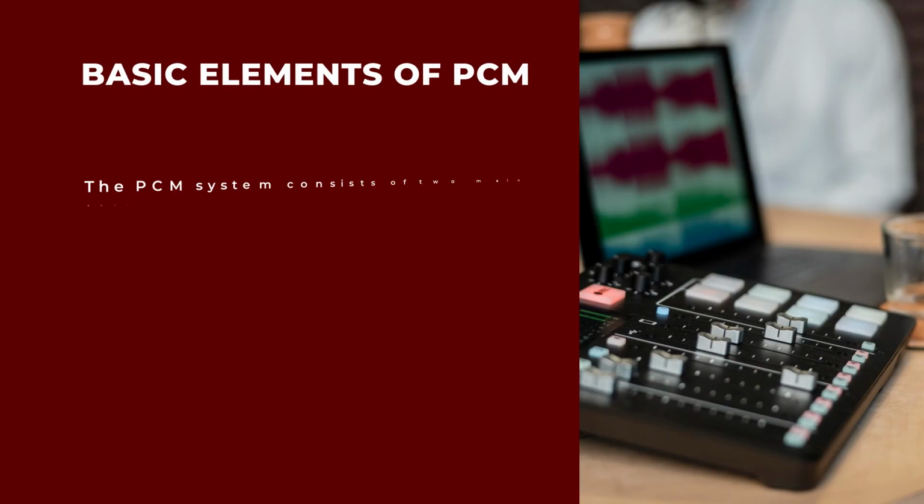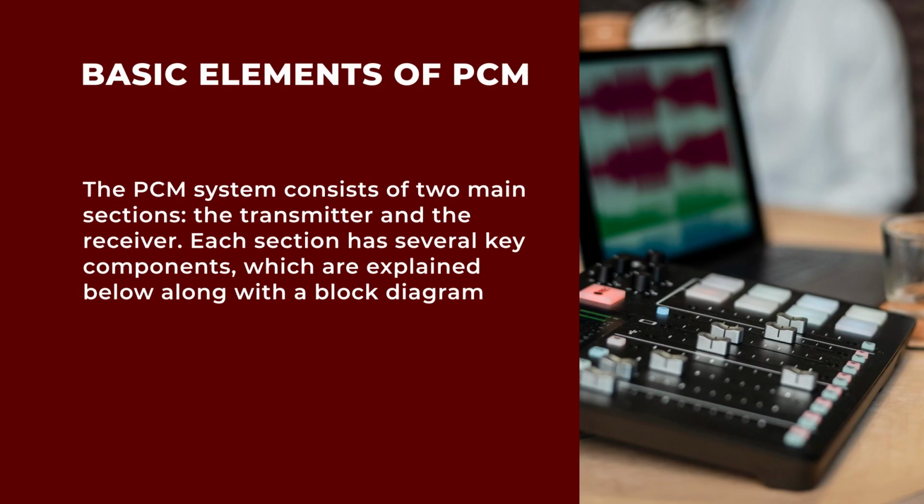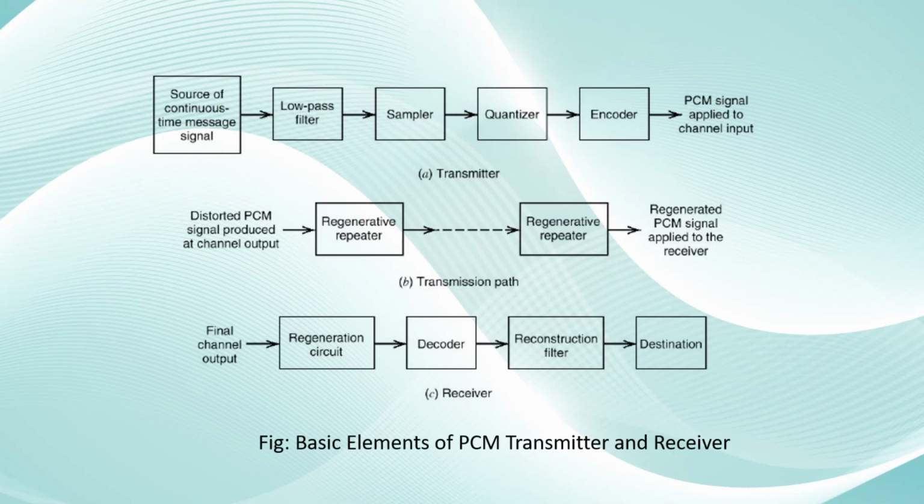Basic elements of pulse code modulation. The pulse code modulation system consists of two main sections. First, the transmitter, and second, the receiver. Each section has several key components which are explained below along with the block diagram. In the block diagram of pulse code modulation, the figure shows the basic elements of the PCM transmitter and receiver sections.